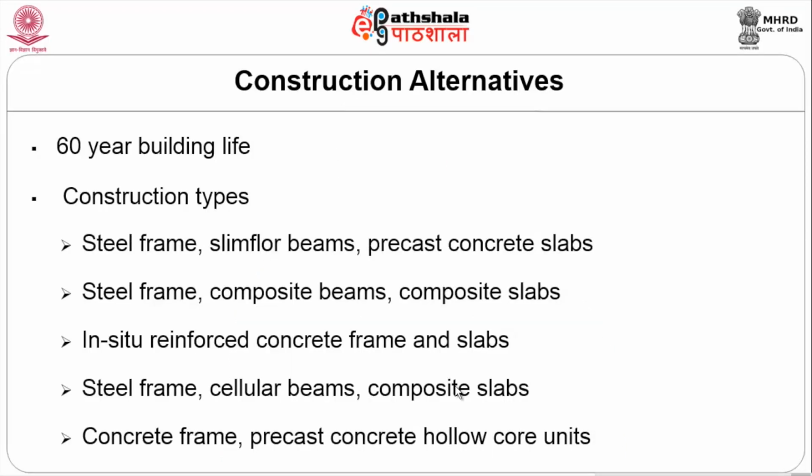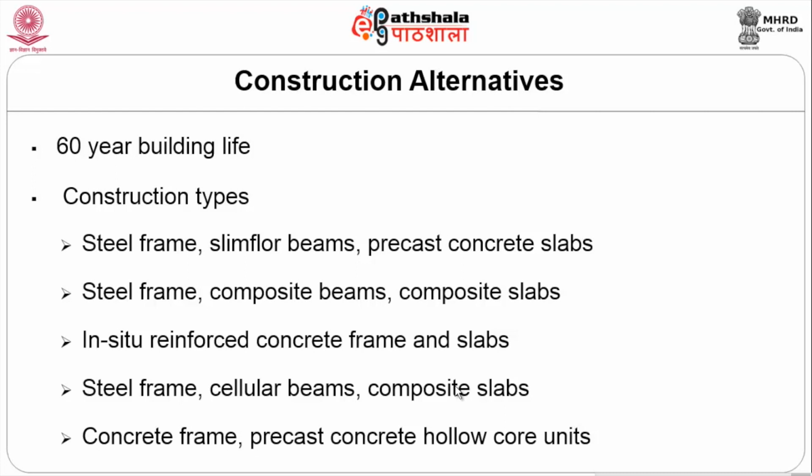annual age of the lifespan of a building, let us say 60 years of building life, and the construction used in this building. It can be a steel frame or beam or precast concrete slabs, or it can be a composite beams or composite slabs combination. I repeat, it can be composite beams or composite slabs in the buildings. It can be on site reinforced concrete frames and slabs.